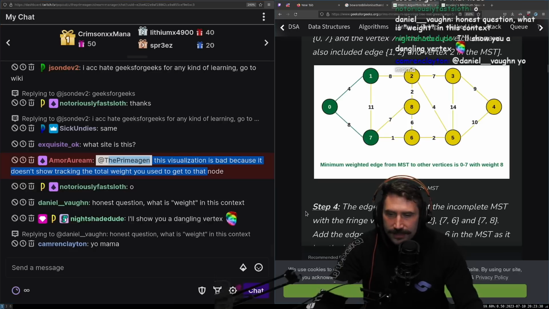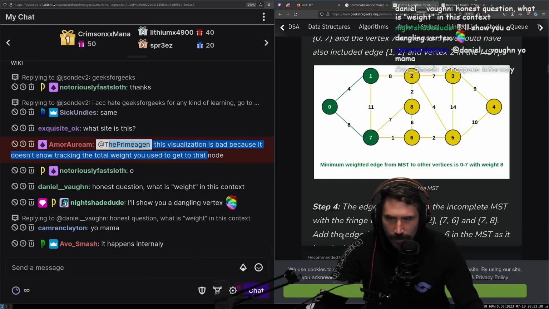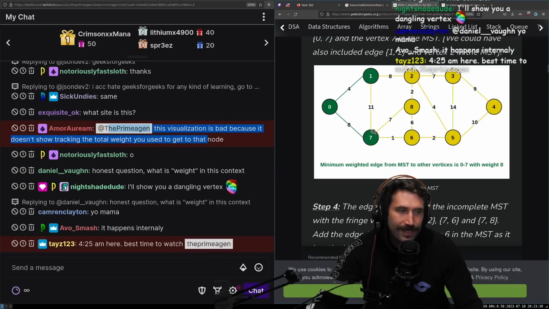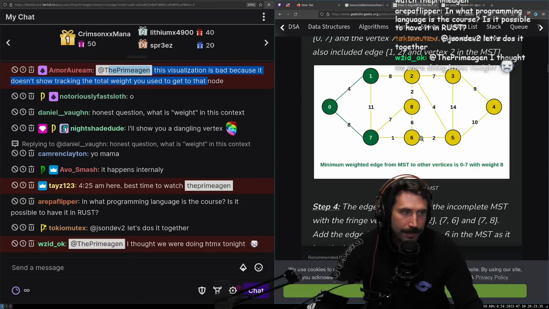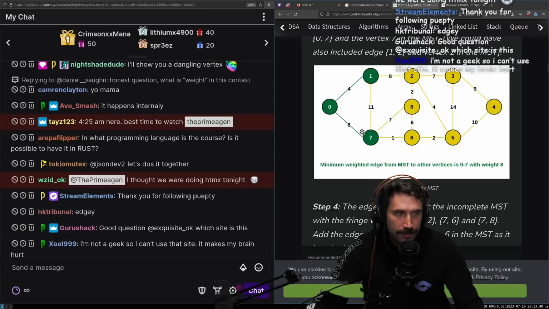Yeah, it doesn't show that. Honest question, what is weight in this context? It's the number associated with an edge. So you can think of it like travel time, right? If this was a map, traveling from 0 to 7 takes 8. Traveling from 0 to 1 takes 4.